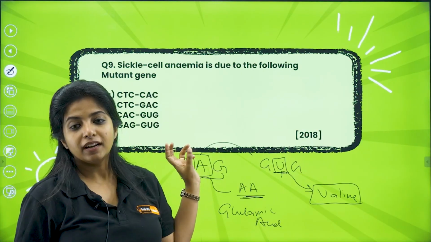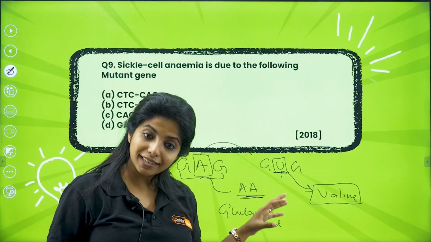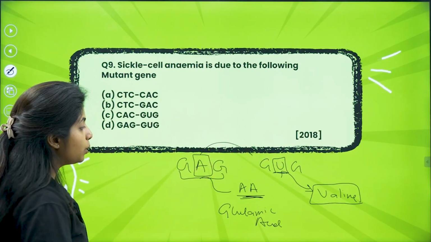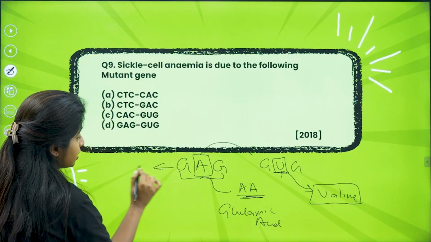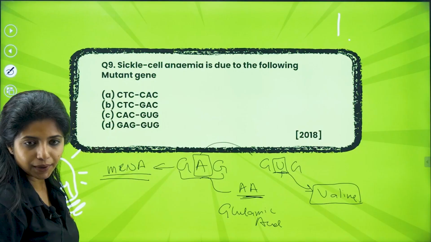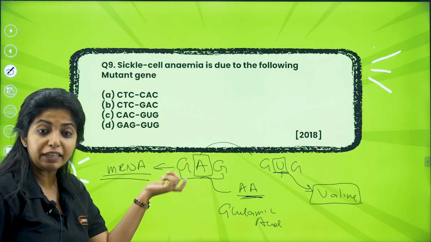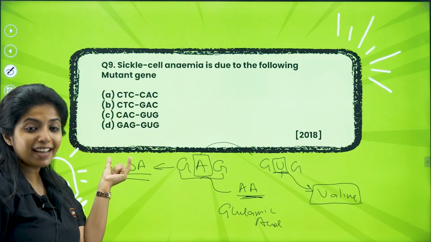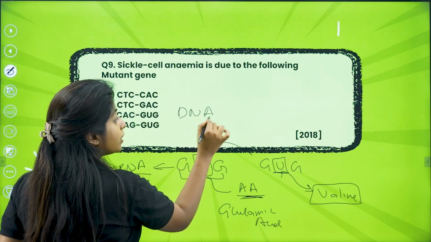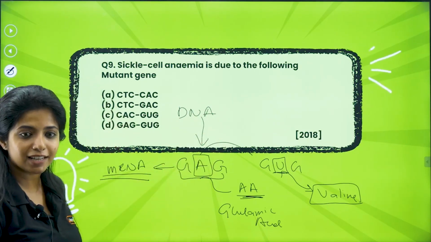So this is the case when you talk about sickle cell anemia. Now my dear children, where do you see GAG? You see it in the case of mRNA. This mRNA is being read to make the proteins. Where do you get the mRNA? How is mRNA being formed? When you read the DNA, that's how you get the mRNA. We'll study that in the next chapter.